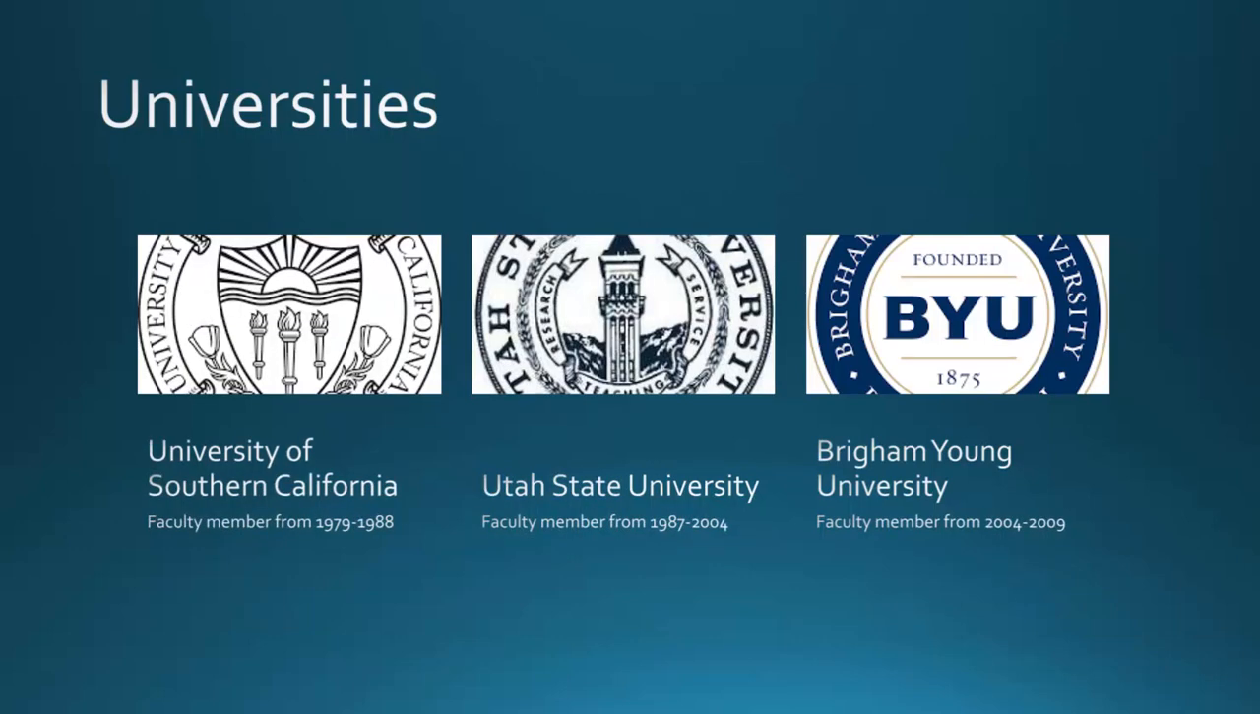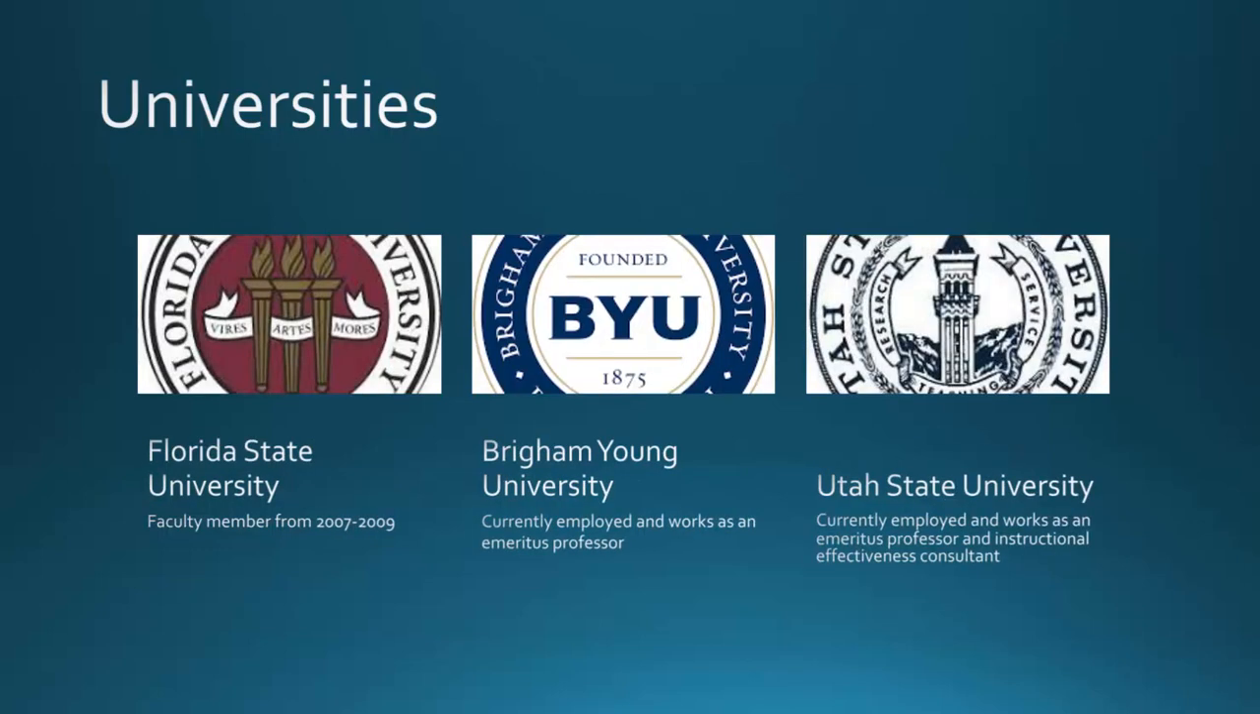He continued his academic career by becoming a faculty member at University of Southern California, then Utah State University, and back to Brigham Young University. Merrill continued his career as a faculty member at Florida State University. He is currently employed at Brigham Young University and Utah State University as an emeritus professor.